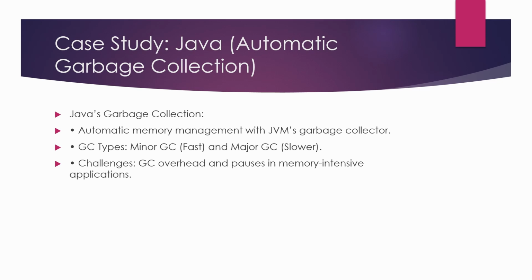Next, let's examine Java. In Java, the JVM handles memory management with automatic garbage collection. The garbage collector takes care of freeing memory when objects are no longer in use. However, there are different types of garbage collection, including minor GC for young objects and major GC for older objects. While this simplifies memory management, it can introduce performance overhead, especially in memory-intensive applications.